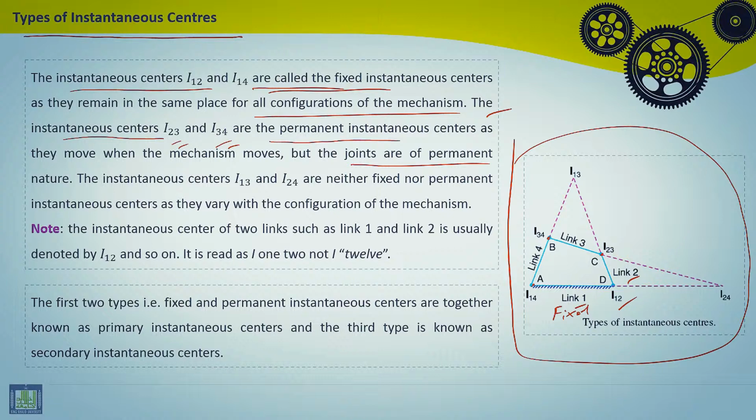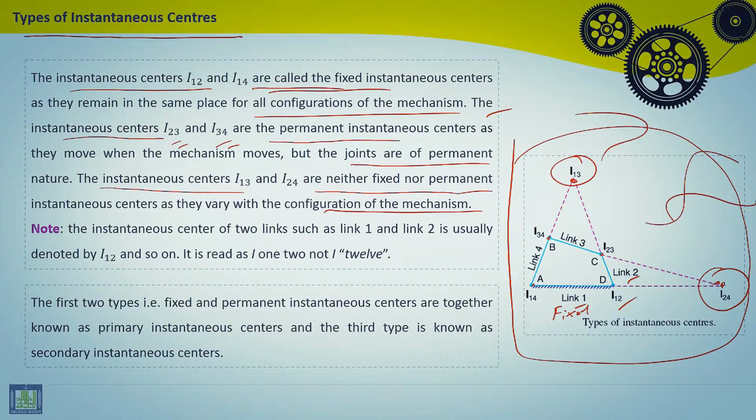Okay? So the instantaneous centers here, I13 and I24, I13 here and I24 here, are neither fixed nor permanent instantaneous centers as they vary with the configuration of the mechanism. Okay, they move, depending on the configuration of the 4-bar mechanism.